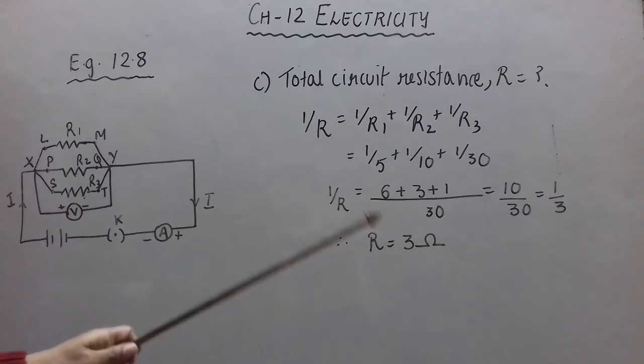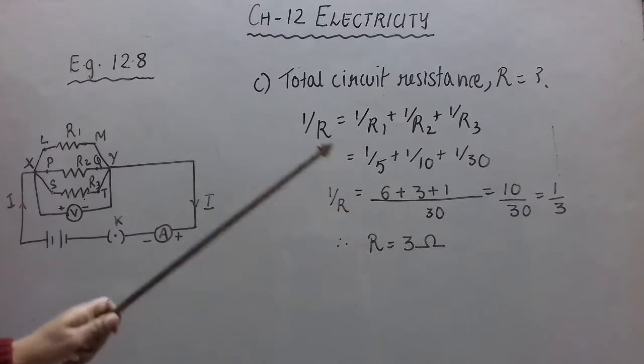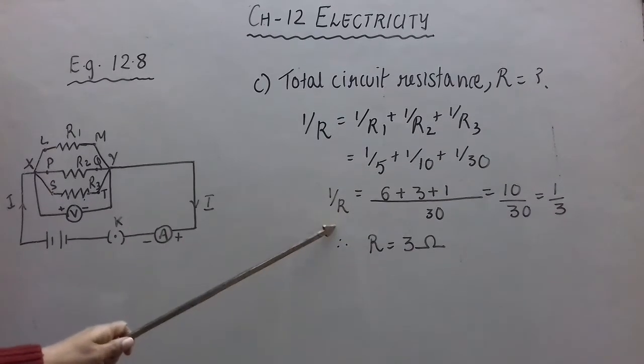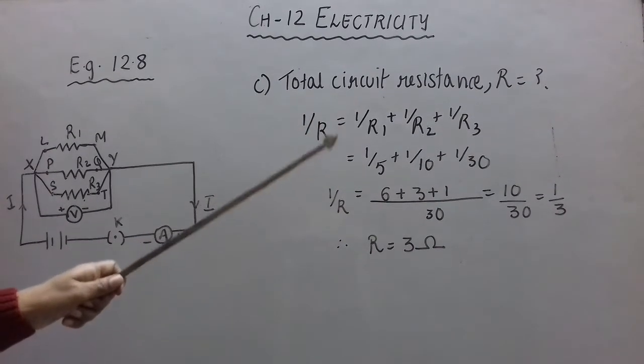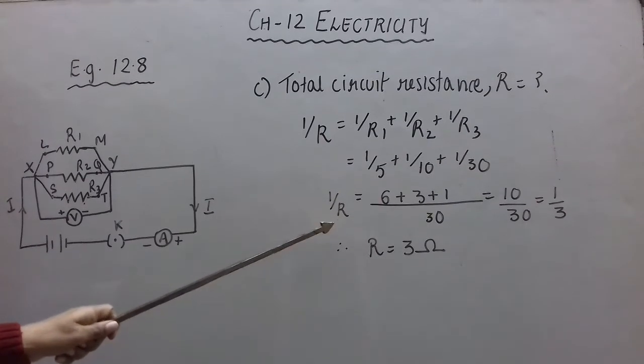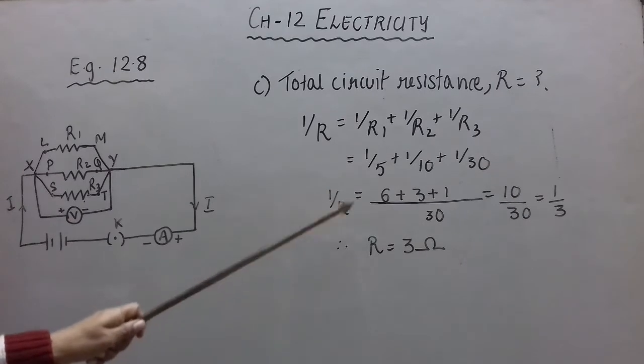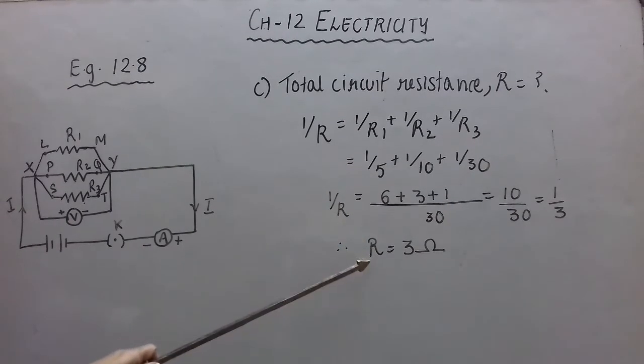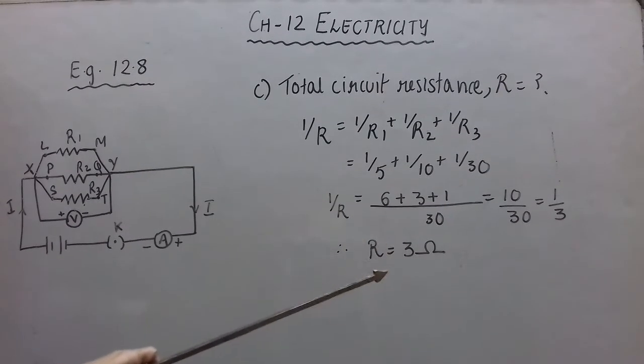Remember, as I have told you, some students finish the answer till here. But it is 1 over R. You are supposed to find R. So proceed further and take the reciprocal on both sides. You have to take the inverse. So 1 over R is 1 over 3. It implies R is equal to 3 ohms.